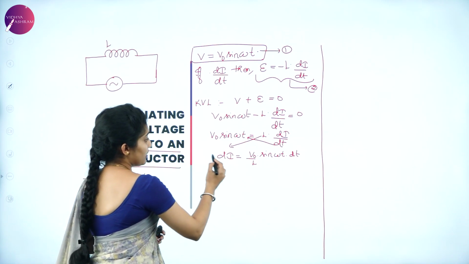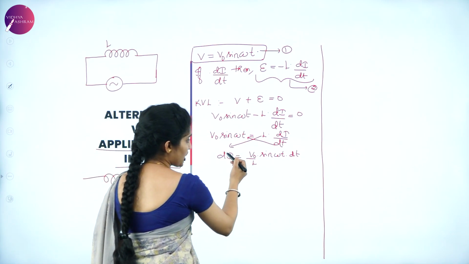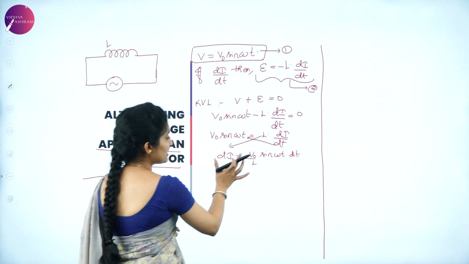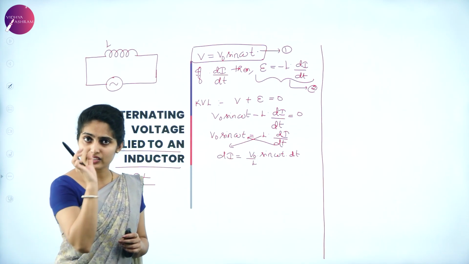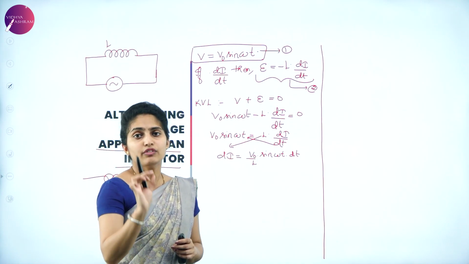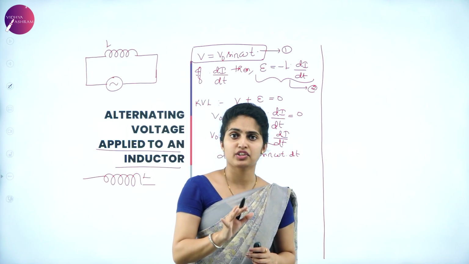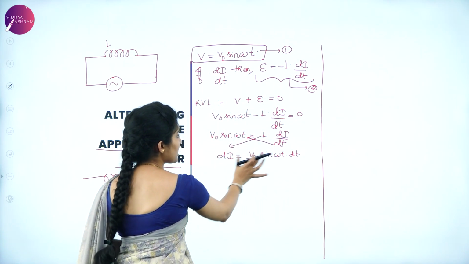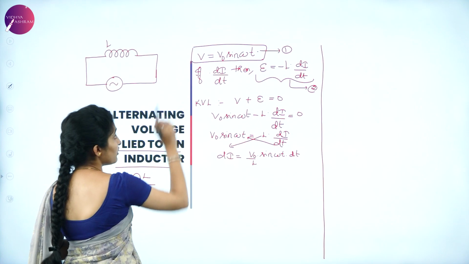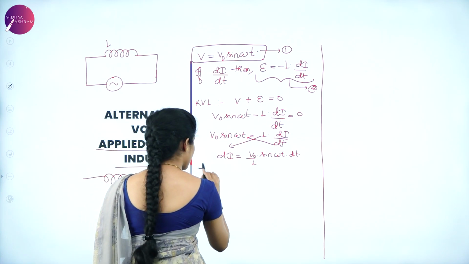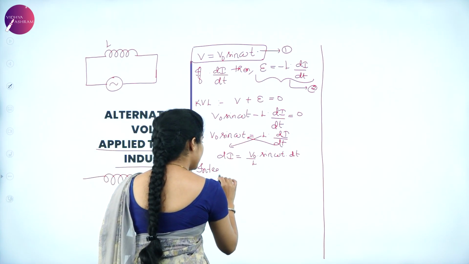Now, this is the change in current within this circuit, which is one part of the circuit. We need to know over the complete circuit what exactly the current is for the voltage that is applied. So for that we have to integrate it.